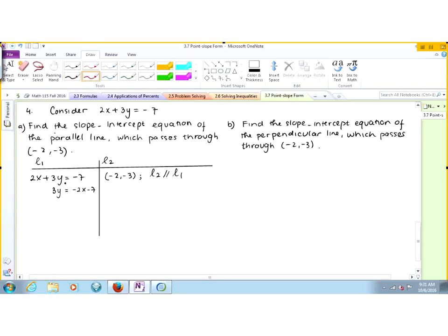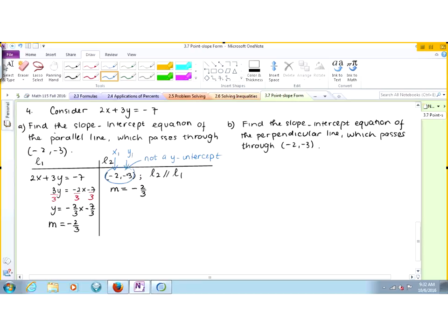3y is equal to -2x minus 7, and then divide by 3, so we have y is equal to -2/3 x minus 7 over 3. Do I know the slope? Which is -2/3. Okay, good. Now, what about L2? Do we know the slope? It's parallel, so what happens to the slope? Same. Okay. Now, do I have a y-intercept? Is this a y-intercept? No. How do you know? This one is not 0. So I cannot do y equals mx plus b, right?